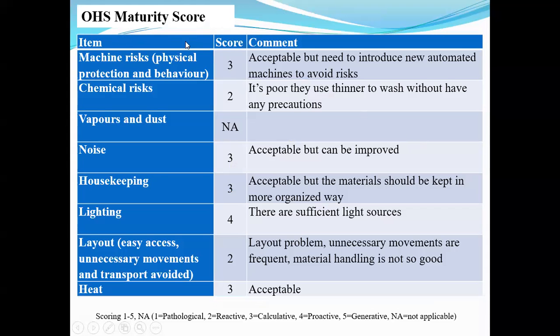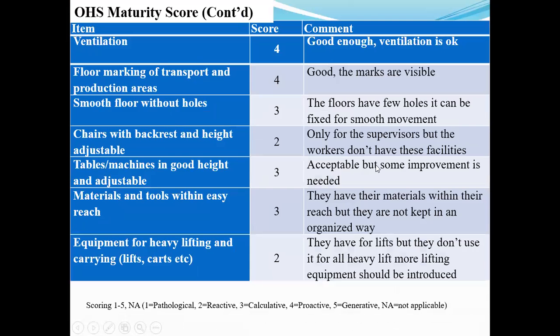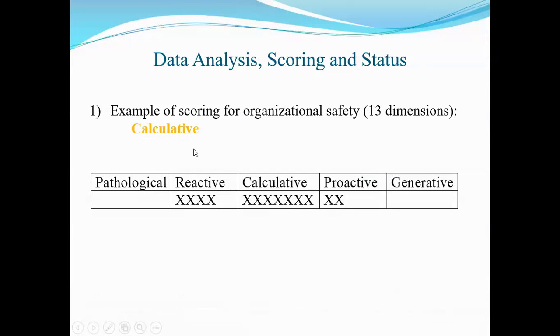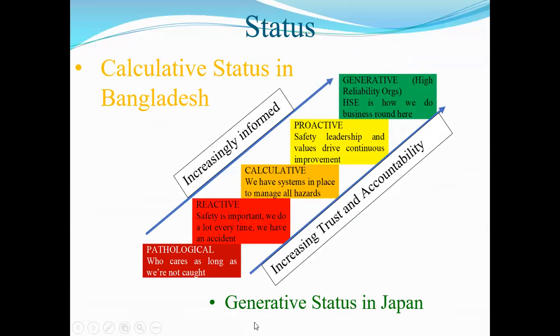Occupational health safety maturity model. We also consider machine risks, chemical risks, vapor, dust, noise. And what is the meaning of 1, 2, 3? We have 1 pathological, 2 reactive, 3 calculative, 4 proactive, 5 generative. This is the occupational maturity model. We also consider the calculative strategy in Bangladesh. We also consider the generative. What is calculative? Calculative means we have a system in place to manage all hazards. But generative is the way of life: health safety environment is how we do business around here.